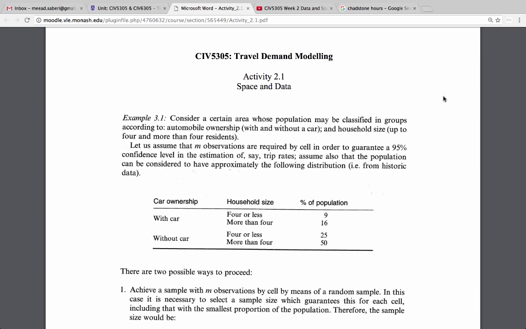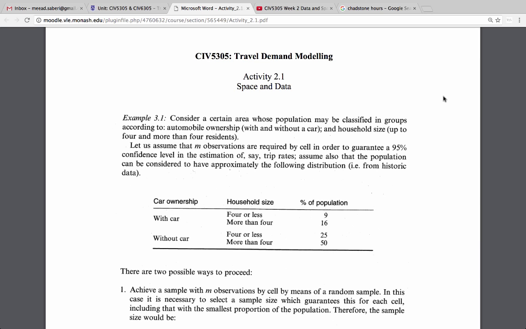One cell represents ownership of a car, having a car, with car, and 4 or fewer members in the household, which is 9% of the population. Another group is having a car and having more than 4 members in the household, with 16% of the population. The other group is having no car and having 4 or fewer members in the household. That constitutes 25% of the population. And the last group is without a car and having more than 4 members in the household, which is 50% of the population.